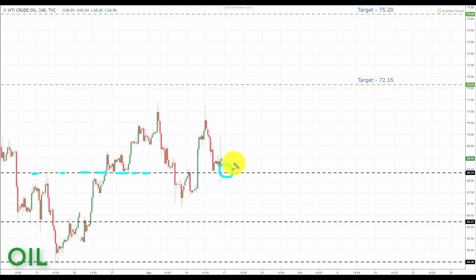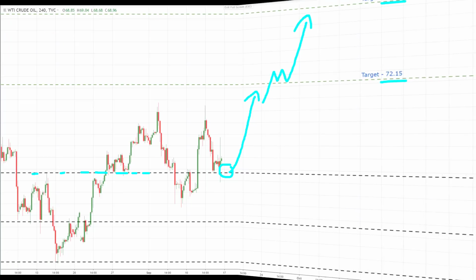And we're going to be looking at initiating longs in oil up towards the next key area of resistance to the upside in the target set, the 72.15, and if we can get a breakthrough here, we're going to be looking up towards the next key area of resistance to the upside in target 2 at the 75.20.